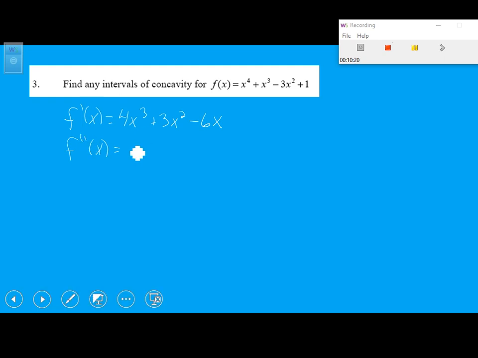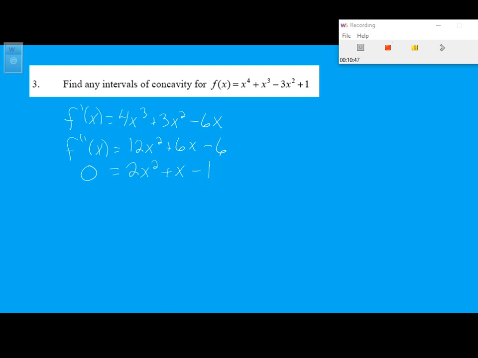If I do my second derivative, it looks like I've got 12x squared plus 6x minus 6. Well, I'm going to divide everything through by 6 first, so I've got 2x squared plus x minus 1. Now I'm going to review that cheesy little factoring shortcut that we showed you a while back.